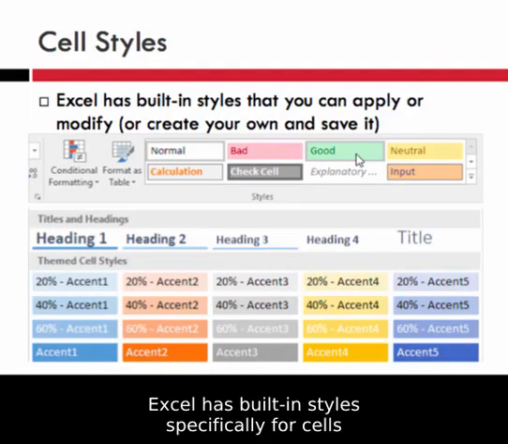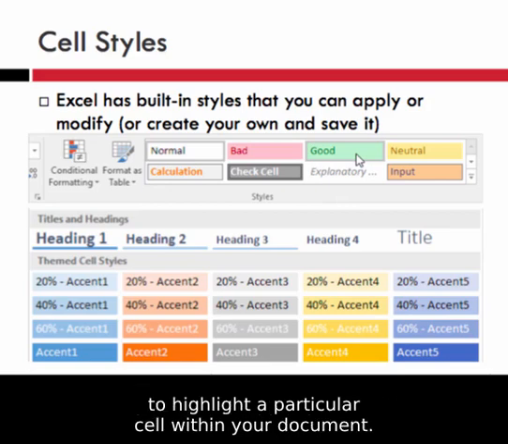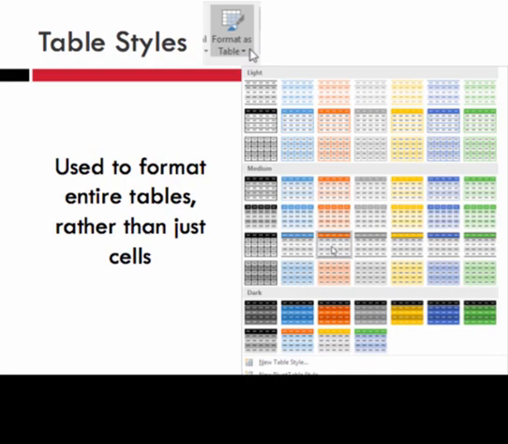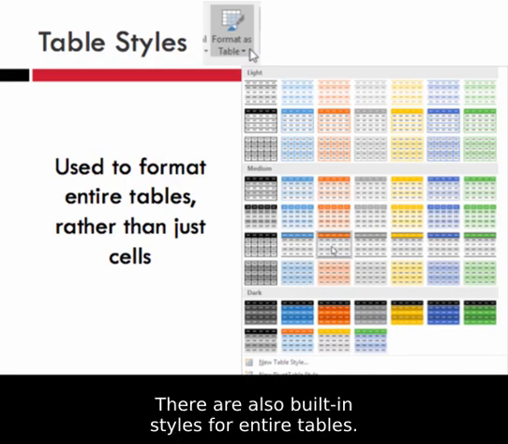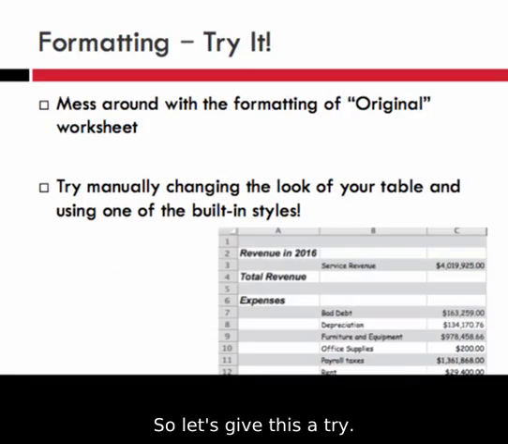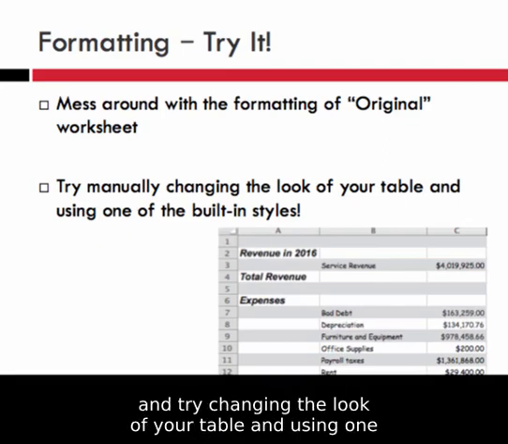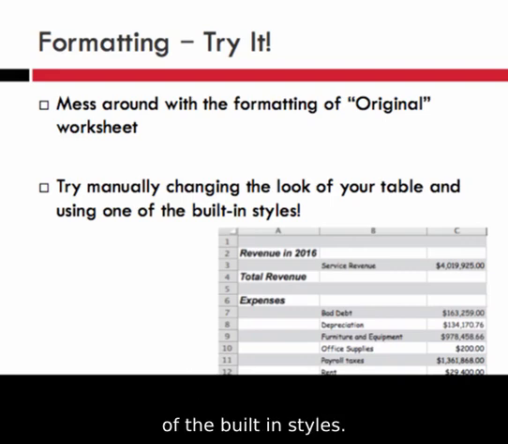Excel has built-in styles specifically for cells that you can apply or modify or even create your own if you want to highlight a particular cell within your document. There are also built-in styles for entire tables. So let's give this a try. Go back to that original worksheet and try changing the look of your table and using one of the built-in styles.